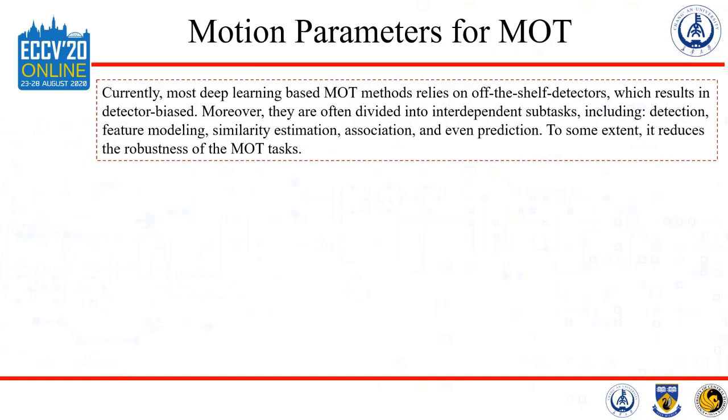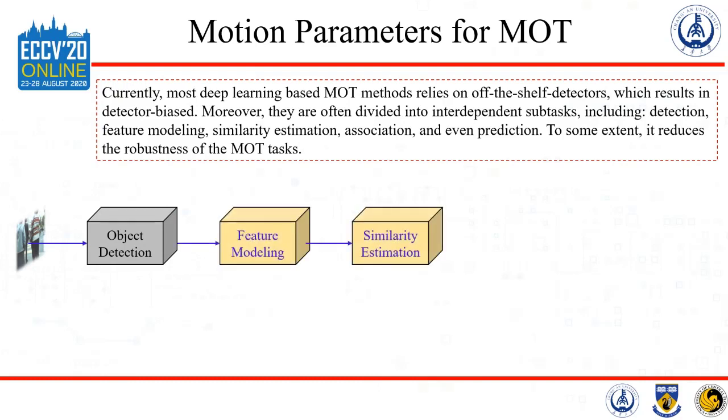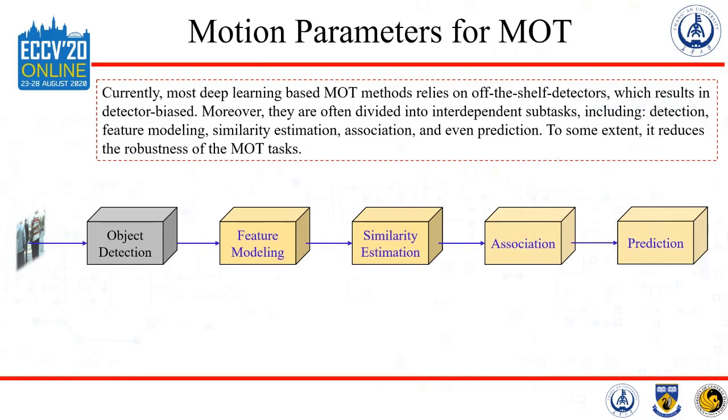Currently, most deep learning-based MOT methods rely on off-the-shelf detectors, which result in detector bias. Moreover, they are often divided into interdependent subtasks, including detection, feature modeling, similarity estimation, association, and even prediction. To some extent, it reduces the robustness of the MOT tasks.